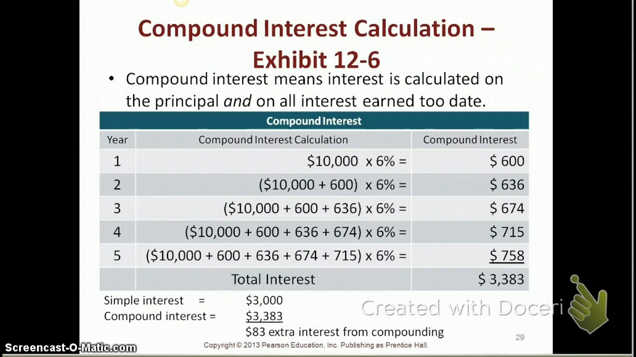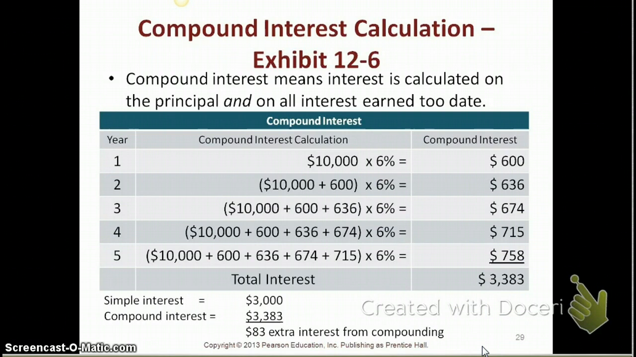But in the second year, what we do is we add the interest that we earned in our first year. So now our principal for our second year is $10,600. Your compound interest calculation for the second year is 6% of the $10,600, which is $636. In your third year, you're going to calculate 6% on your original 10,000 principal plus the 600 interest you earned in the first year plus the 636 interest you earned in the second year. And then you end up with 674.